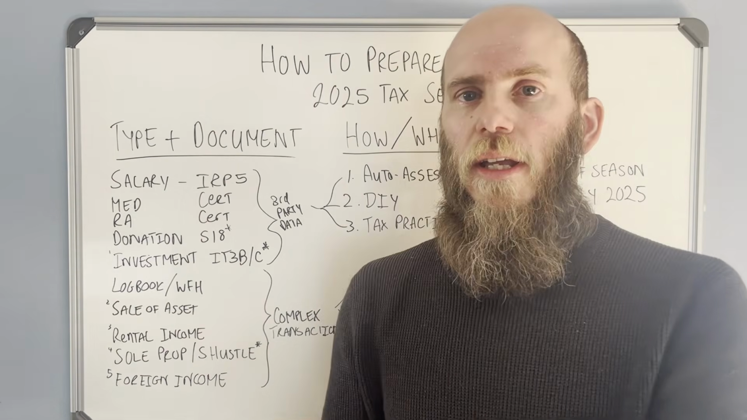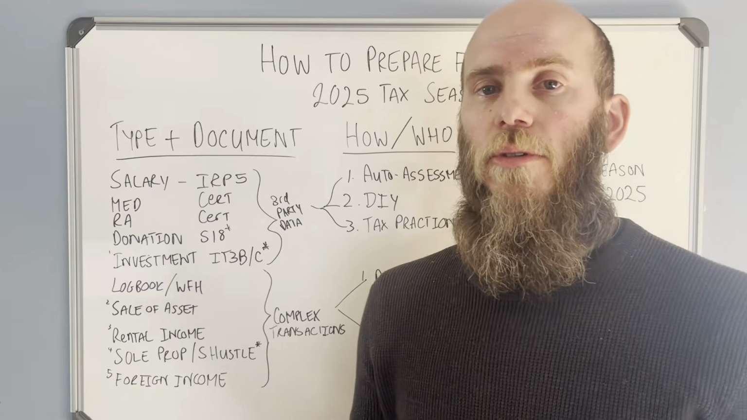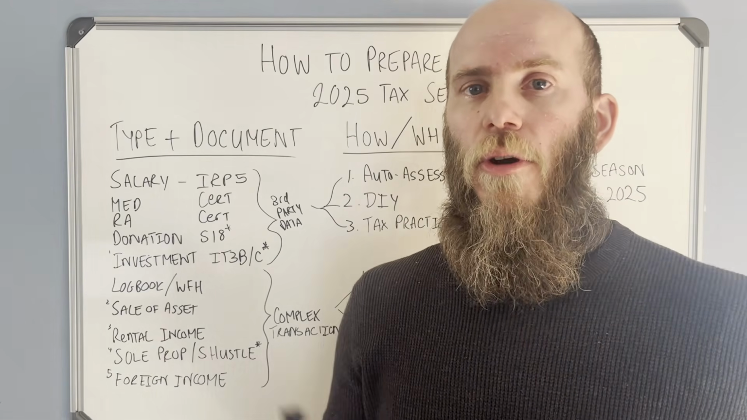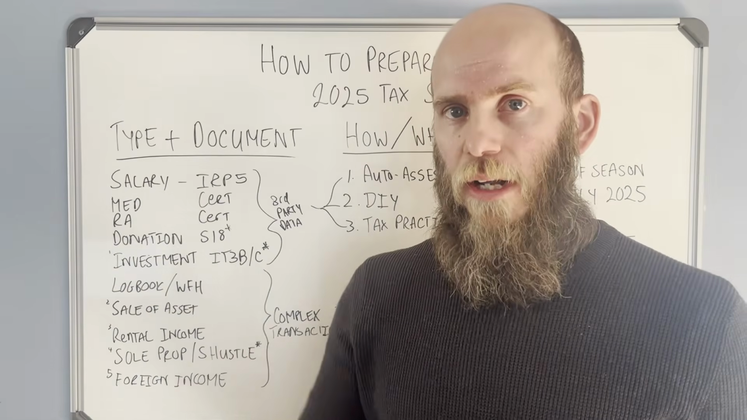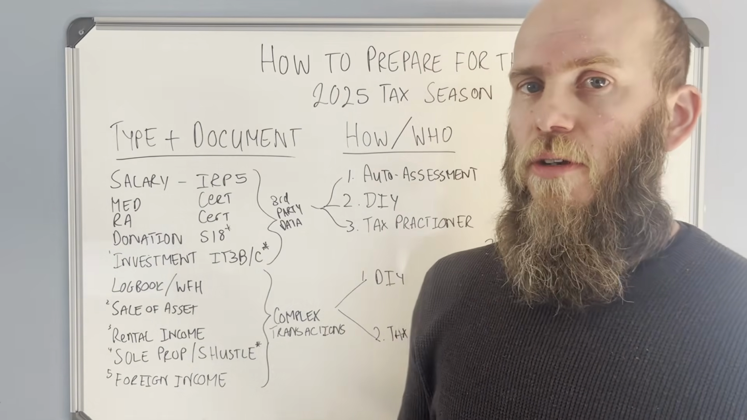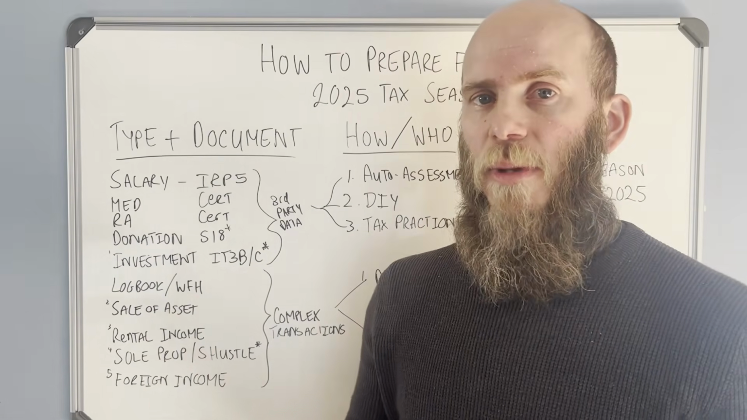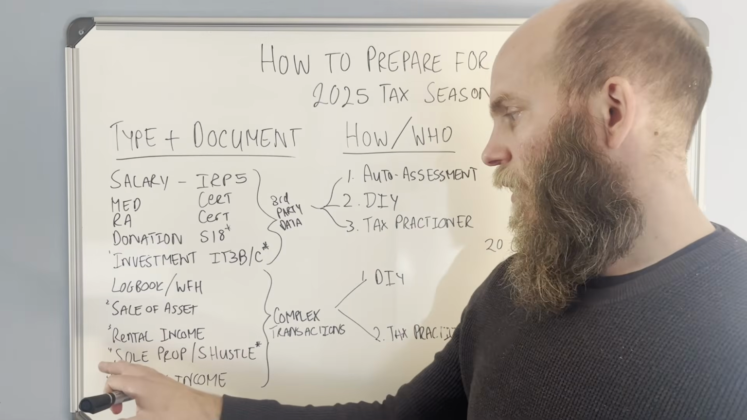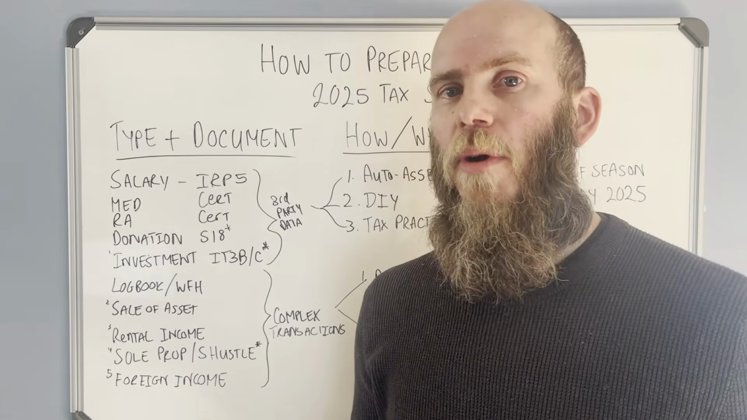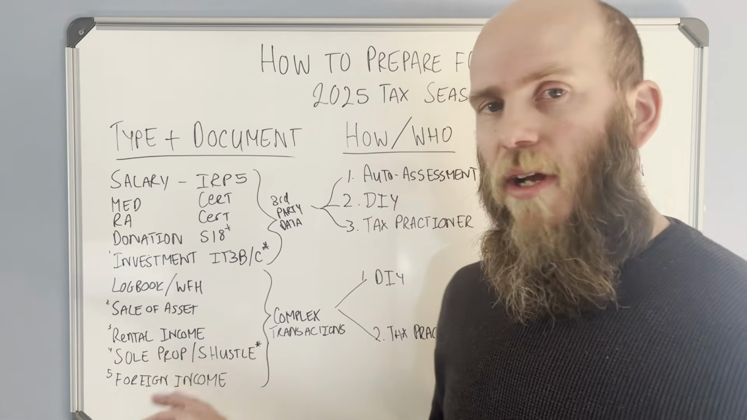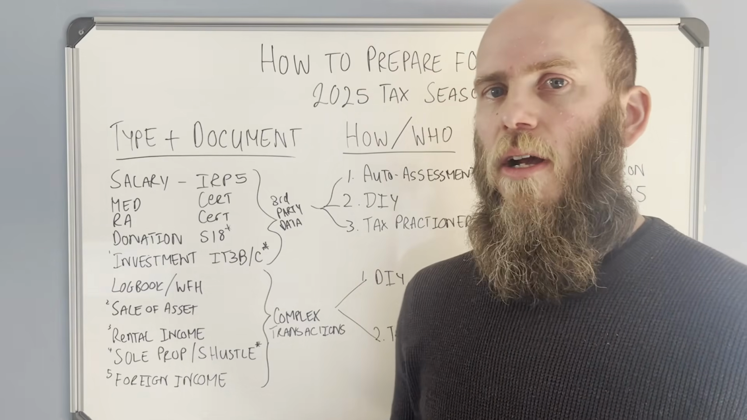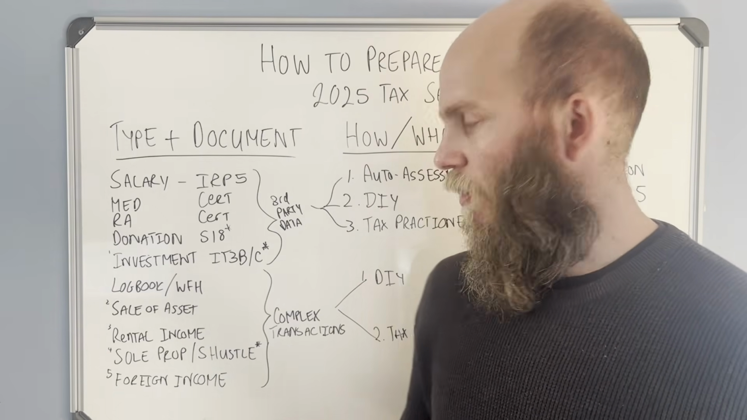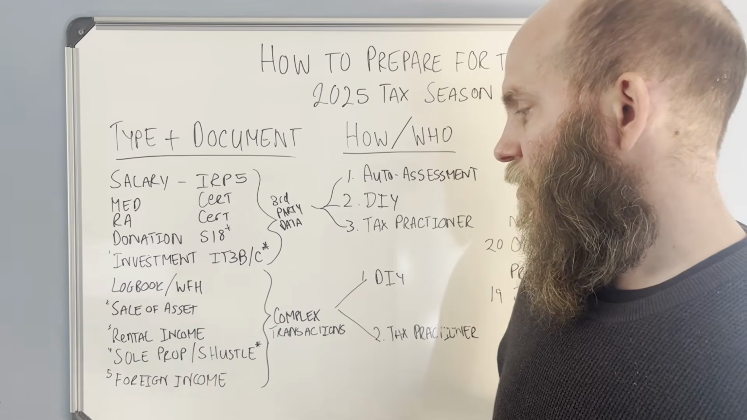If you have rental income, you should be able to get the information from your landlord to see what your rental income was, and also put together a rental income and expenses schedule. If you have a sole proprietorship or you have a side hustle, it's a good idea to get your bank statements processed through a bookkeeper. So that is also available.